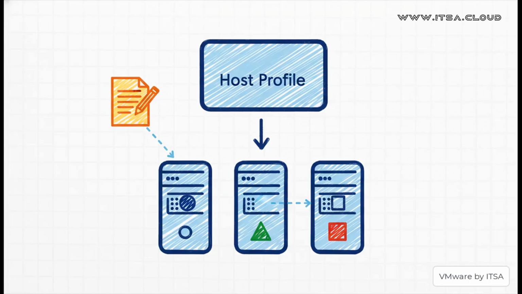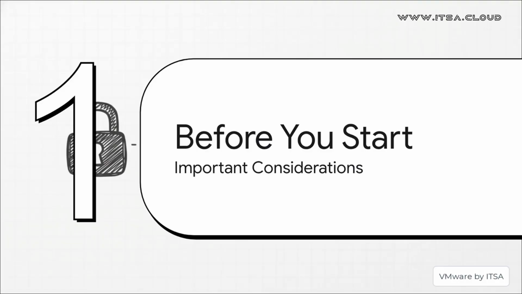Okay, but wait a second. I can hear you asking, what about the things that have to be unique on each server, like an IP address or a host name? Great question. Host profiles have a really clever way of handling this. It's called answer files. The easiest way to think of an answer file is like a little fill-in-the-blanks worksheet for each server. The host profile is the master template, and the answer file just provides those few unique details needed for that specific machine.